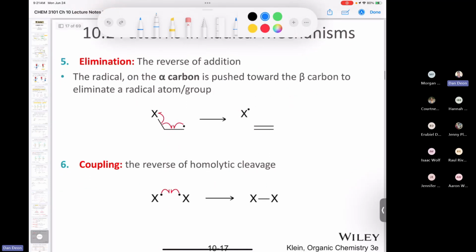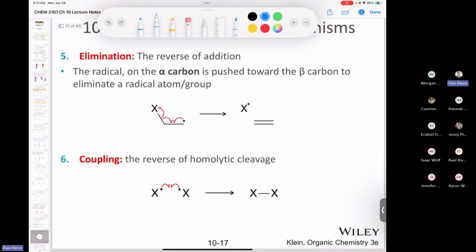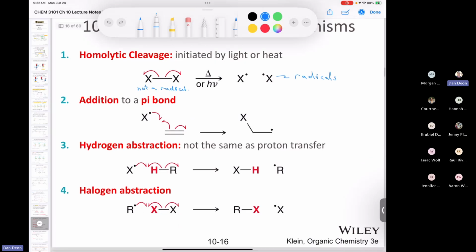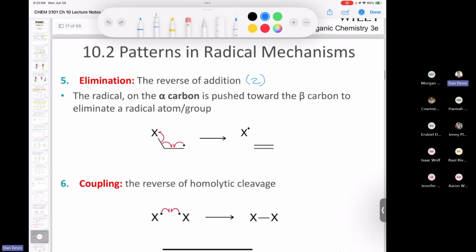The next one is an elimination. We get some good news. The elimination is actually the reverse of number 2. It's the reverse of reaction 2, right? Go back here. Addition to a pi bond. If you do the reaction in reverse, it's actually the elimination reaction. So that hopefully simplifies things a little bit, okay? So in this one, the alpha carbon is pushed towards the beta carbon to eliminate a radical.